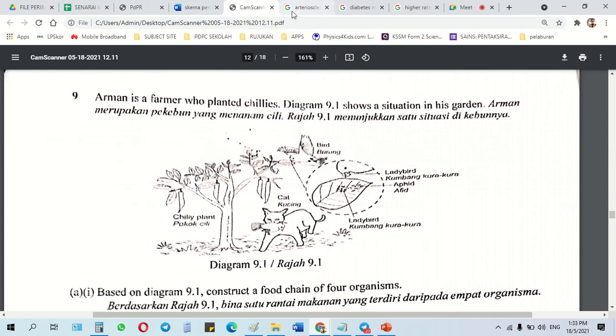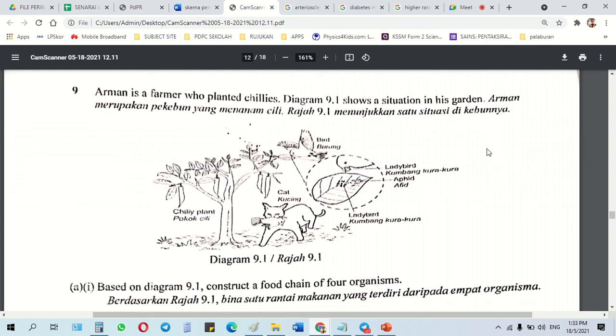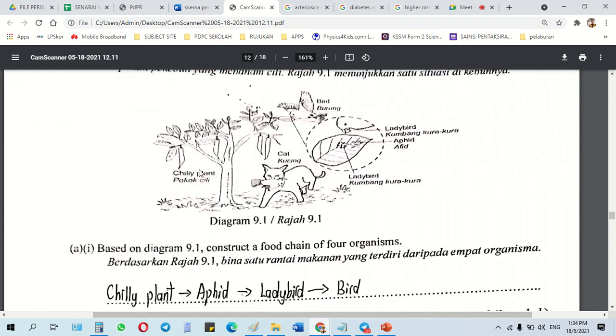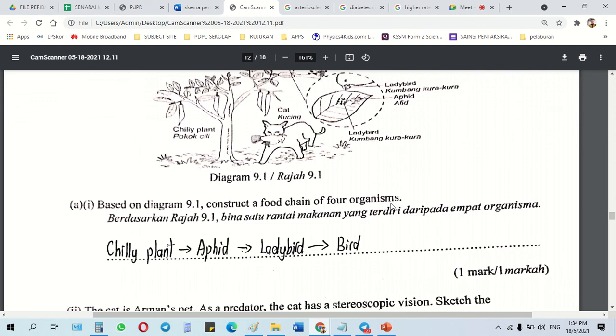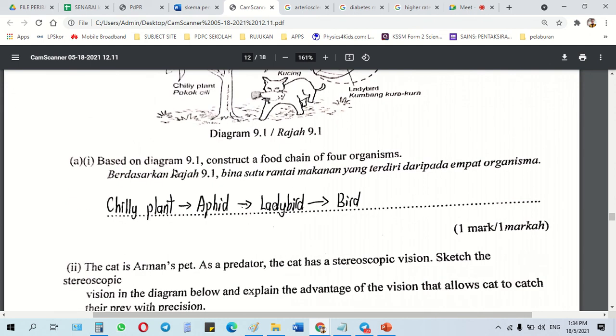Okay, next question. Arman is a farmer who plant chilies. So show the situation in his garden. Okay, dekat sini ada banyak chili. Okay, ada cat, and then bird, ada ladybird here, and the aphid. Okay, construct a food chain of 4 organisms. Of course, siapa yang kena makan dengan siapa lah. Of course, from the chili plant to the aphid tu tadi, and then goes to ladybird, and then bird lah. Of course, ni correct, 1 mark.